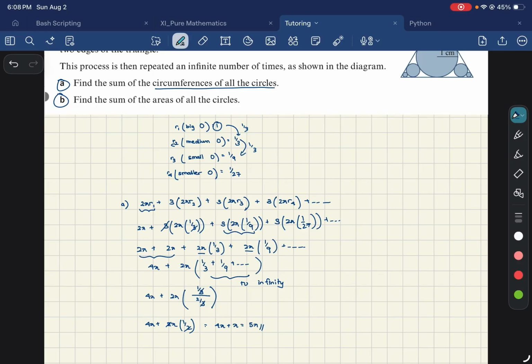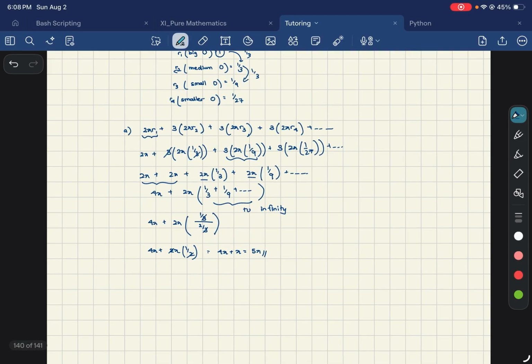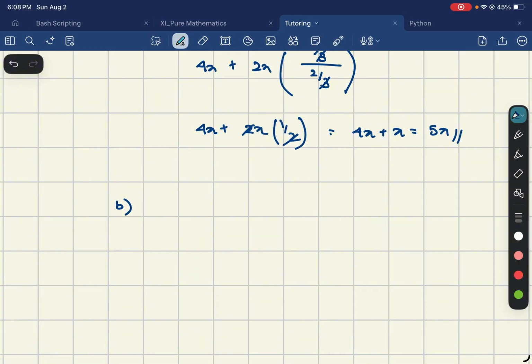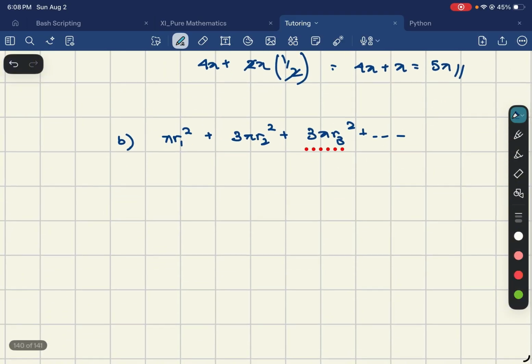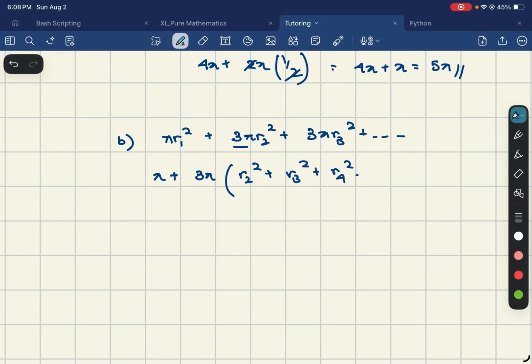All right, let's solve for b. So find the sum of the areas of all the circles, right? So the area of circle 1 is going to be pi r1 squared. Then we have 3 circles with radius r2. So it's going to be 3 times pi r2 squared. Plus it's going to be 3 times pi r3 squared. And so on. So now, pi r1 squared is just 1 squared, so I'm just going to write it as pi. Right? From every other term, I can factor out 3 pi. So we have r2 squared plus r3 squared plus r4 squared and on and on.